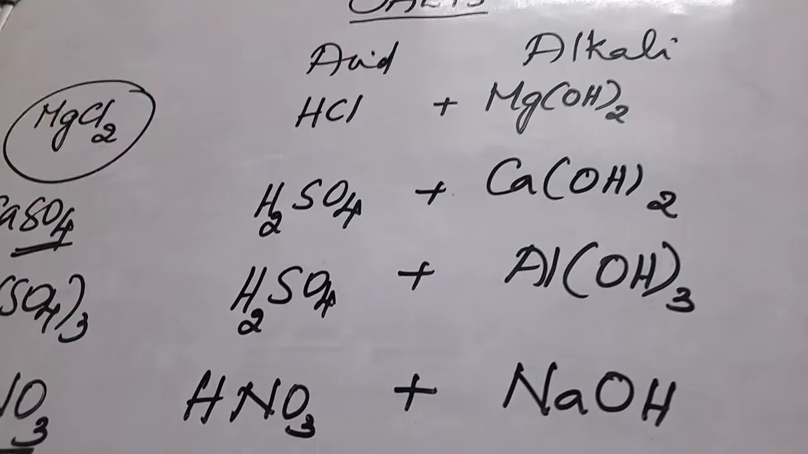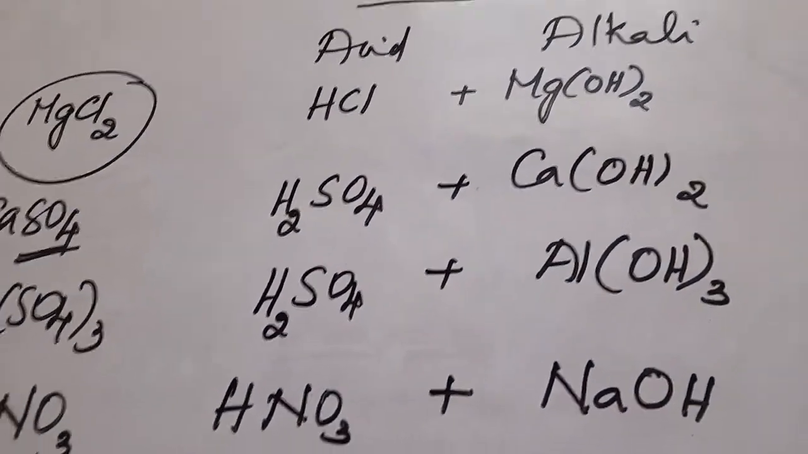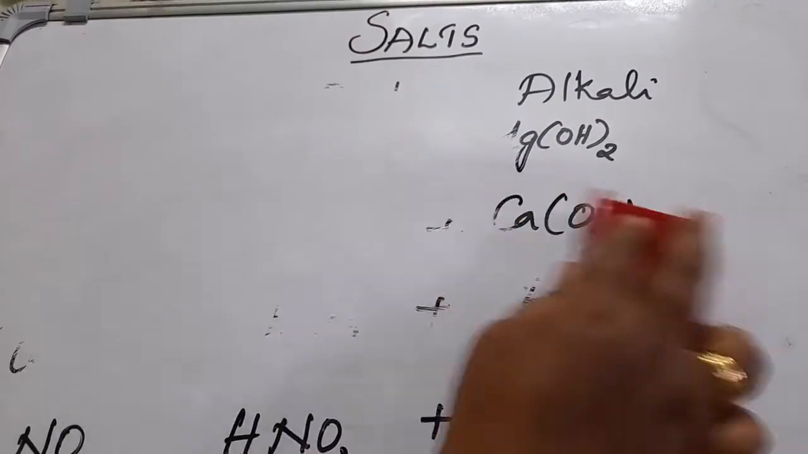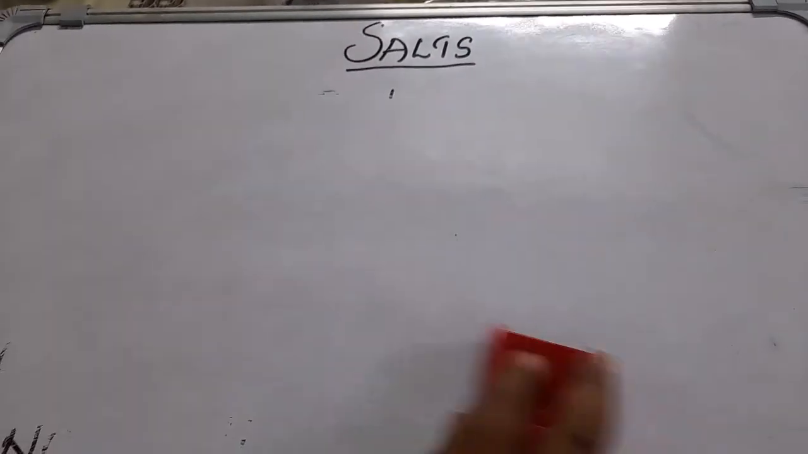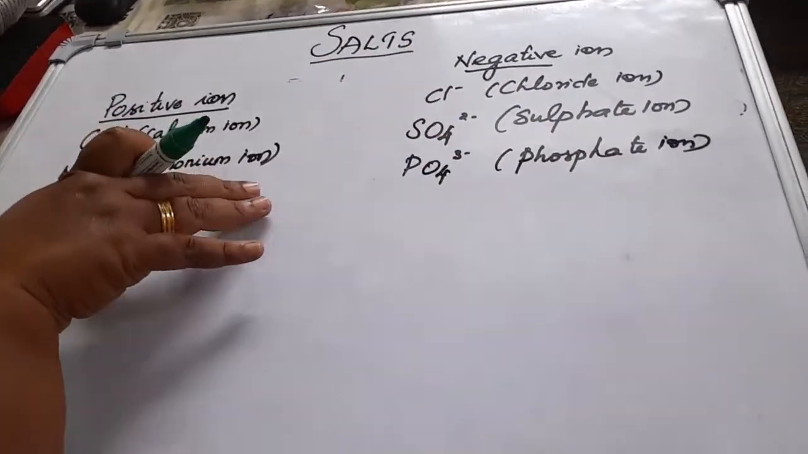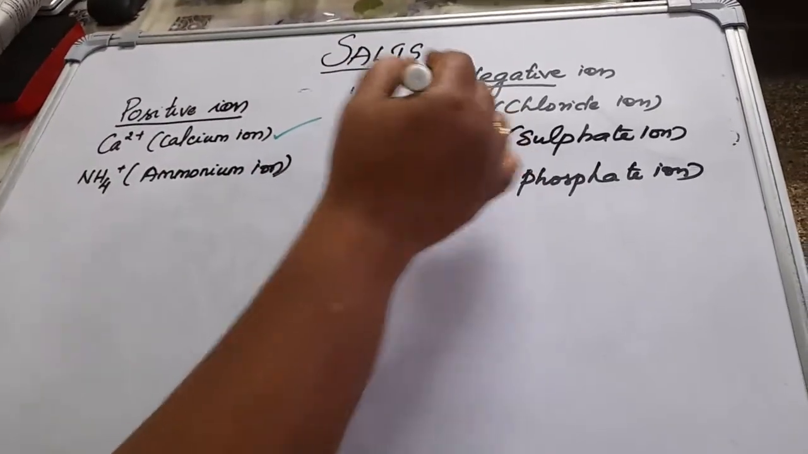In your text, the names of some positive and negative ions are given. To study them, you have to learn them by heart completely. Then only will we be able to write the chemical formula of some salts. Now, there is a table of positive ions and negative ions. Using these, we are going to write the chemical formula of some compounds.